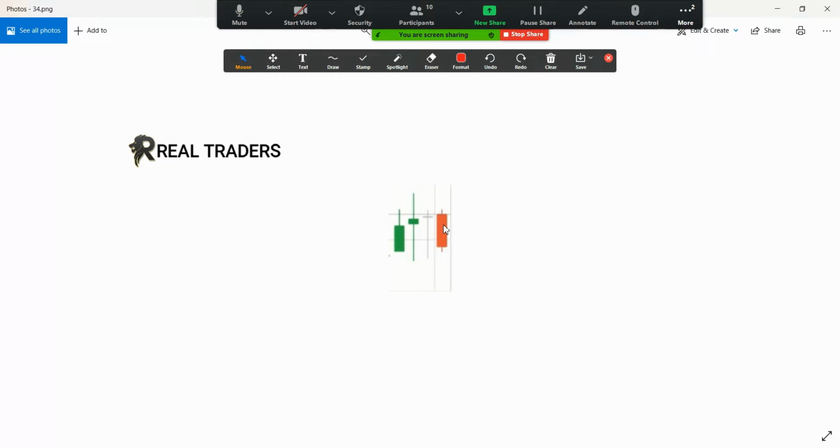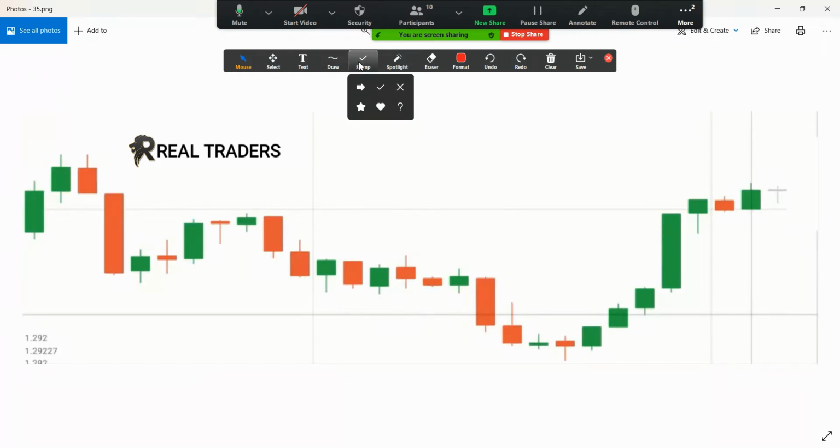And you can see how strong these sellers enter here. So at the level it will reverse the market. Okay, what about this one? Let me draw the levels here.